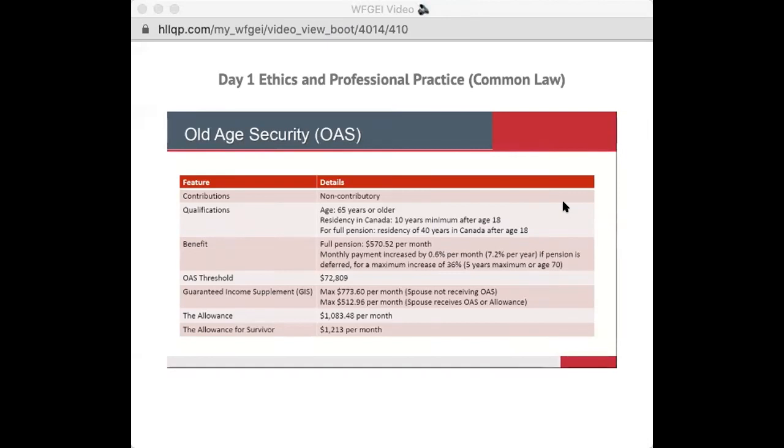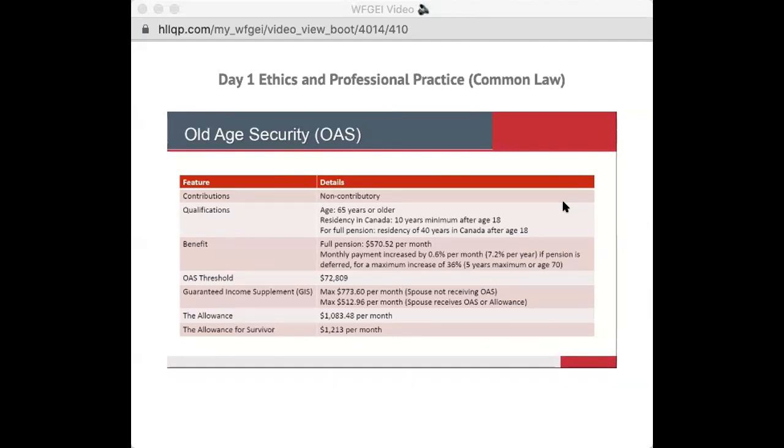If you have a spouse that is younger than 65 but is age 60 to 64, and you're a low income earner, your spouse will also get an allowance. But remember, you must be 65 or older in order for the allowance to kick in. If you're not getting OAS, then you can't get GIS, and your spouse can't get an allowance. So you must be getting OAS first.